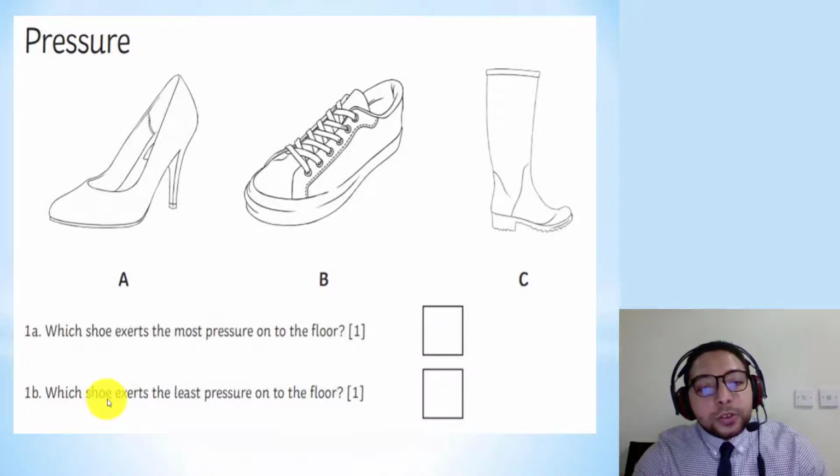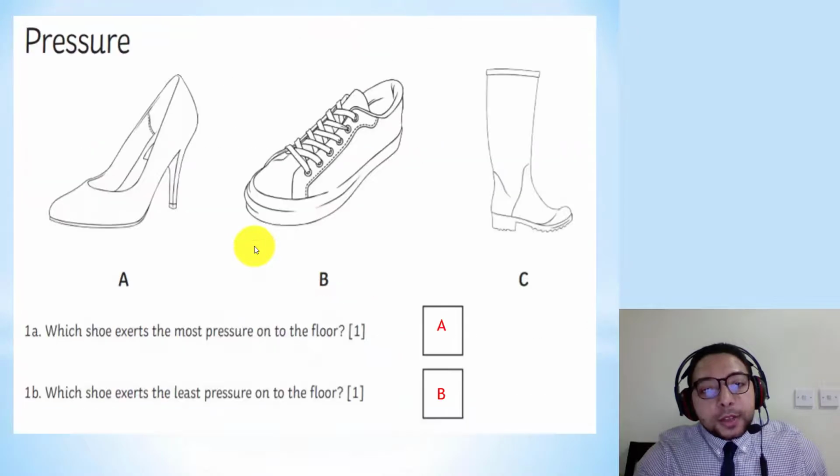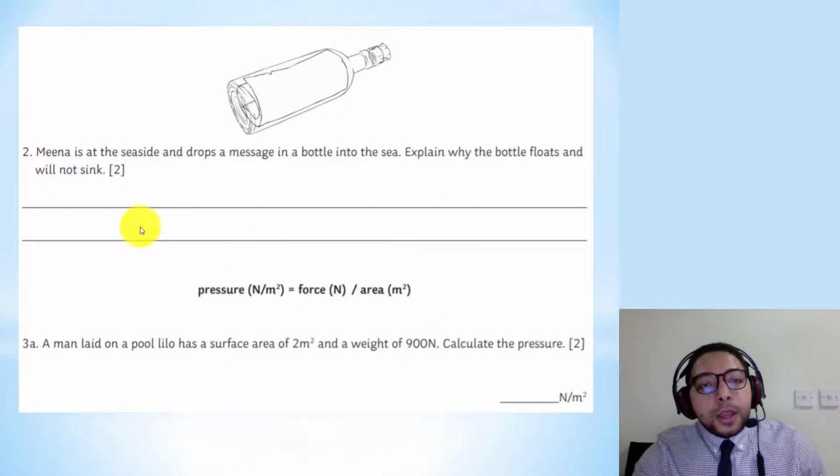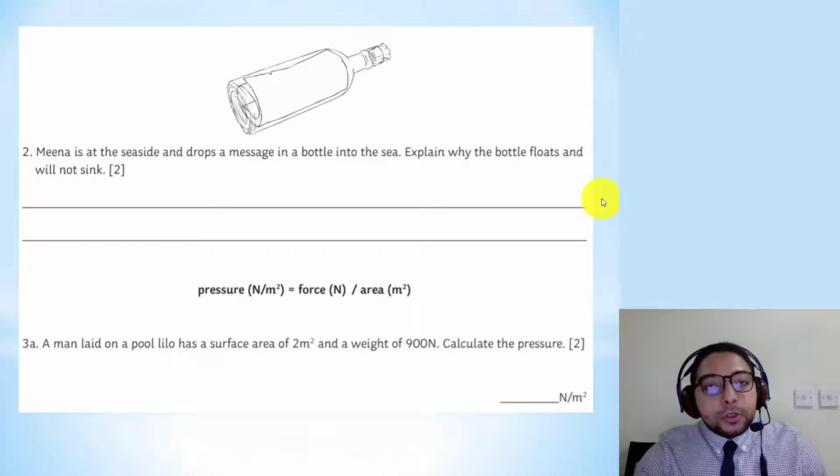Which shoe exerts the least pressure on the floor? The shoe which exerts the least pressure on the floor is going to be the shoe that has a larger area of contact, so the pressure is going to be very small. We can look across all of them to find that B has the largest area of contact on the floor, so the force will be spread out across a large area and the pressure will be very small. Second question. I'm going also to leave you for 2 minutes to figure out the answer to this question, and then we're going to double check the answers together.